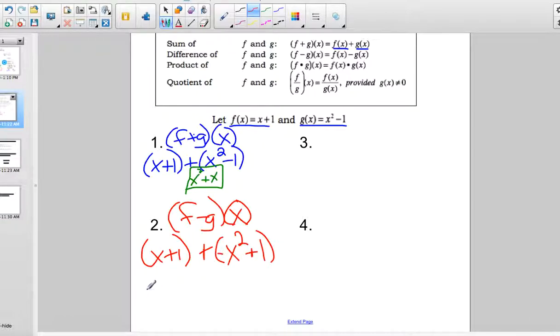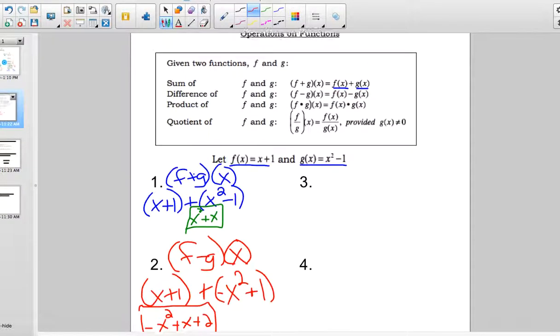So if you did it this way, you would end up with negative x squared, the first term from this one, plus x here, and then 1 plus 1 would actually be plus 2. Now notice how if you did g minus f of x the other way around, you would have written this one first and then minus this one, you get a different answer. So this one's unlike addition in that order does matter.